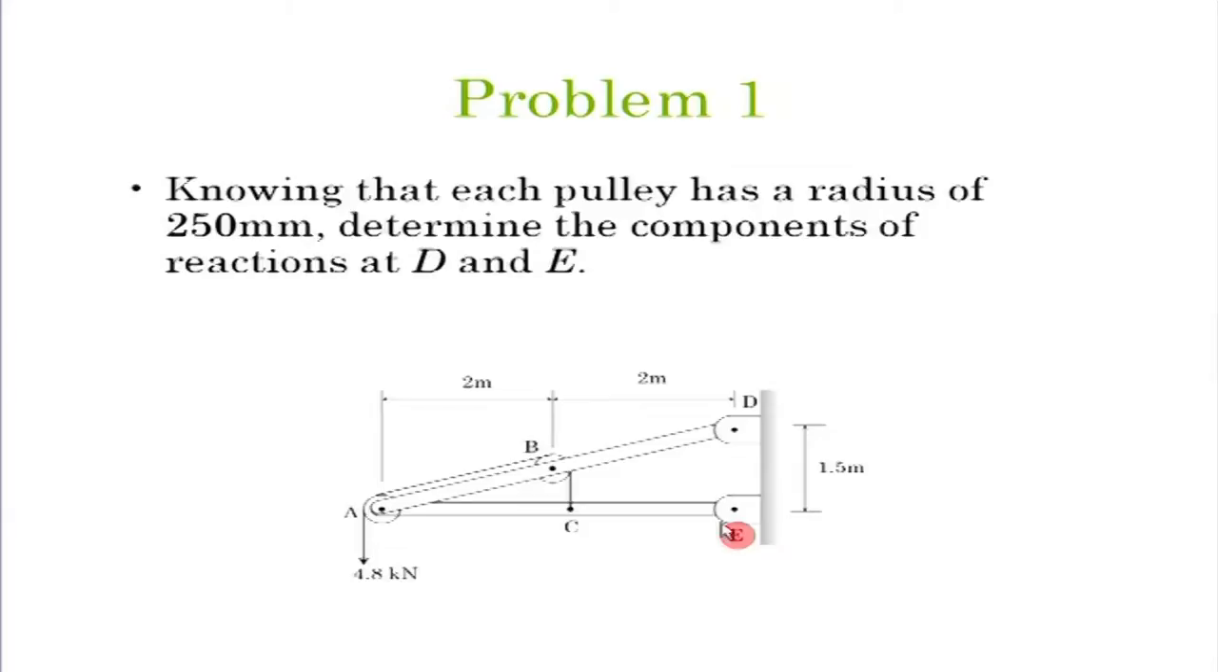And another thing that happens is that at joint A, you see member 1, member 2 and the pulley. So there are three rigid bodies that are connected at point A.